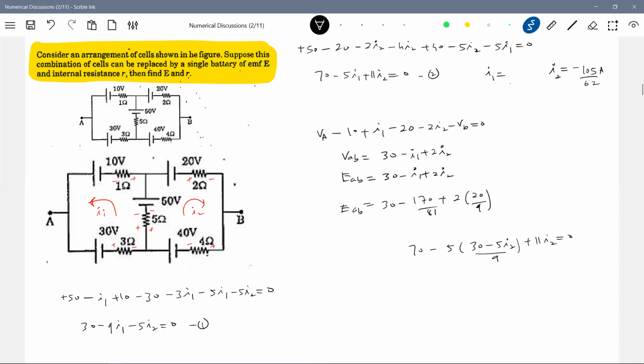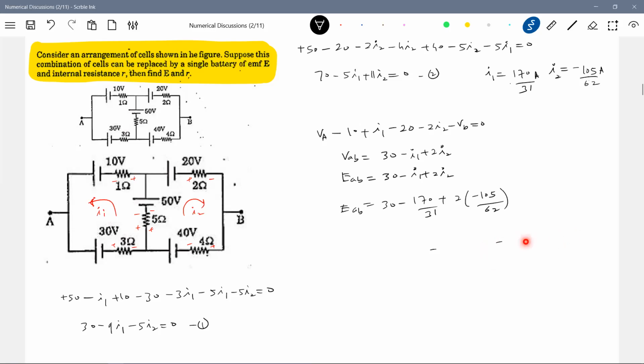Anybody I1? 680 by 124. But division by 4, 170 by 31 will come, positive. Yes, sir, 31. Okay, this will be 31. This will be 2 into minus 105 by 62. Solving this, we'll get the EAB.